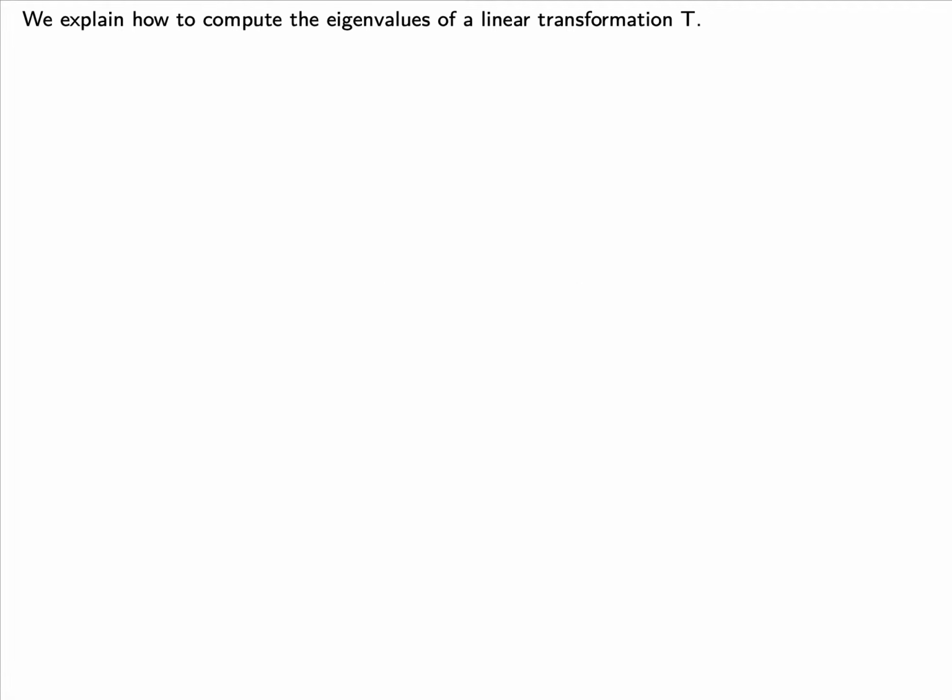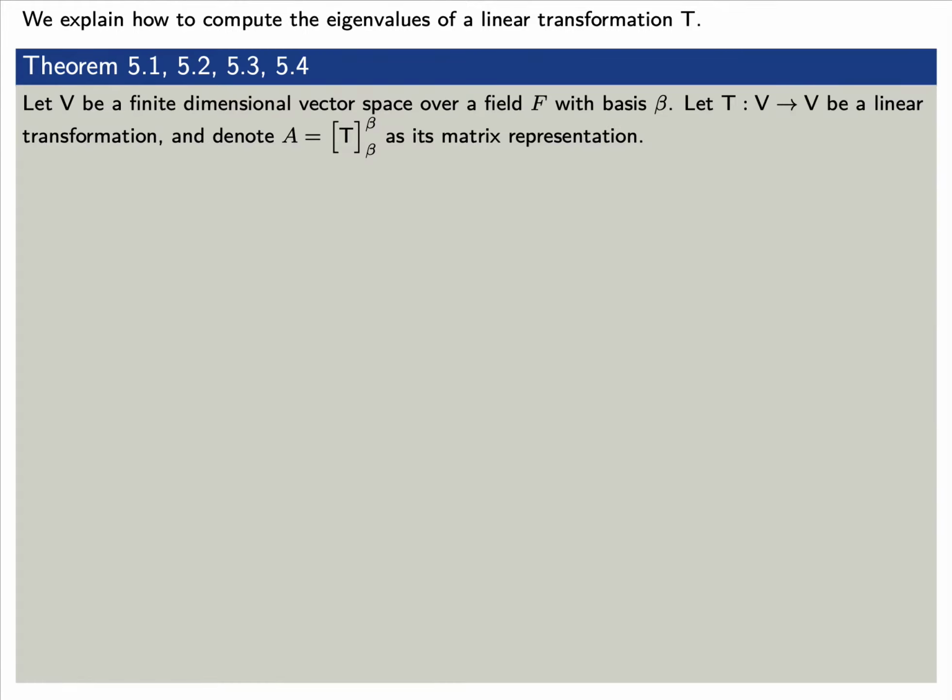Today we're going to continue with some main properties of eigenvalues and eigenvectors. The goal for today is to explain how to compute eigenvalues of a given linear transformation T. Let's say that V is a finite dimensional vector space with a basis beta. We'll assume that T is a linear transformation from V to V, and let's denote A as the matrix representation of T with respect to this basis beta.